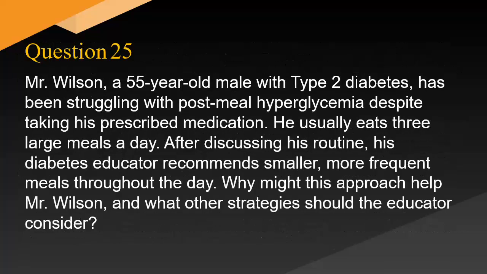Mr. Wilson, a 55-year-old male with type 2 diabetes, has been struggling with post-meal hypoglycemia despite taking his prescribed medication. He usually eats 3 large meals a day. After discussing his routine, his diabetes educator recommends smaller, more frequent meals throughout the day. Why might this approach help Mr. Wilson, and what other strategies should the educator consider?